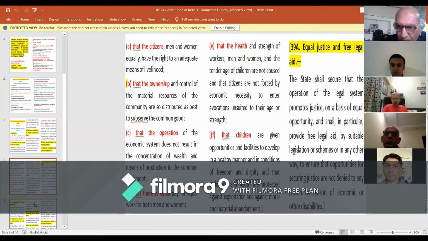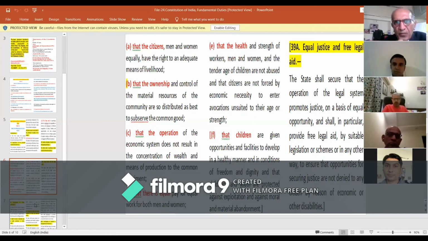There should be equal pay for equal work. So value one is that opportunities for men and women shall be equal. And here it is that payment for the same work shall be equal. So value 1 and value 4 are complementary and supplementary of each other. And value 2 and value 3 as well are complementary and supplementary, as it is here said, the material resources and operation of the economic system.